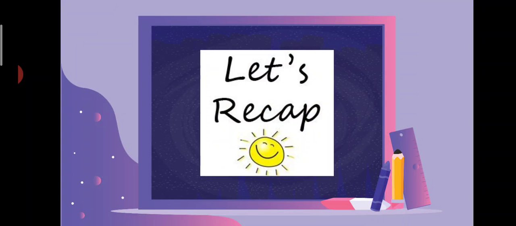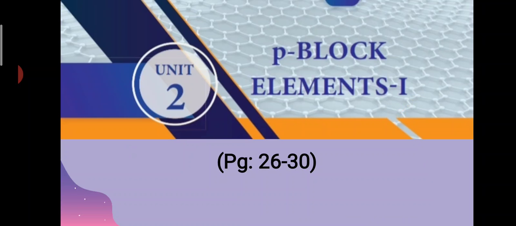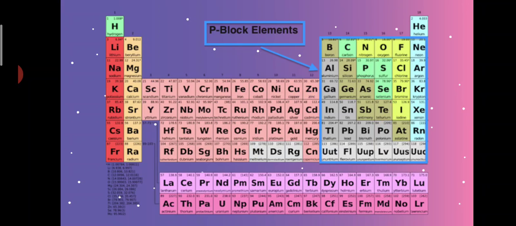So, let's recap what we discussed in the last class. Last class we started with the new lesson, p block elements part 1, which is your second unit. We discussed the periodic table, where you can see the p block elements on the right side of the periodic table. So what is the speciality of this block?